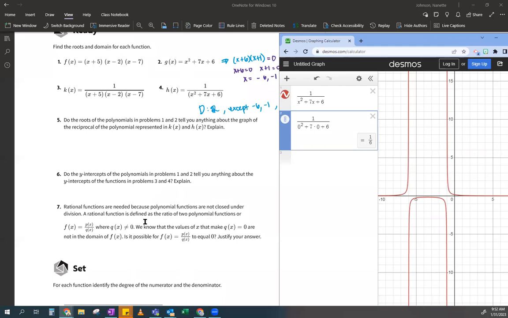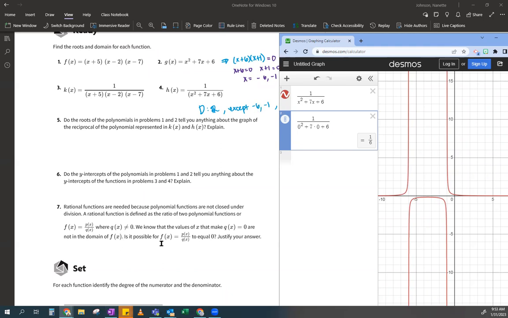Okay, so a rational function is defined as the ratio of 2 polynomials. That makes sense. Polynomial on the top, polynomial on the bottom. Some of you are like, Ms. Johnson, that's not a polynomial. It technically is. A number is a polynomial, right? But moving on, where q of x can't be equal to 0. We know that the values of x that make q of x equal to 0 are not in the domain. We just figured this out, right? So any place that makes that denominator equal to 0 is not going to be in the domain.